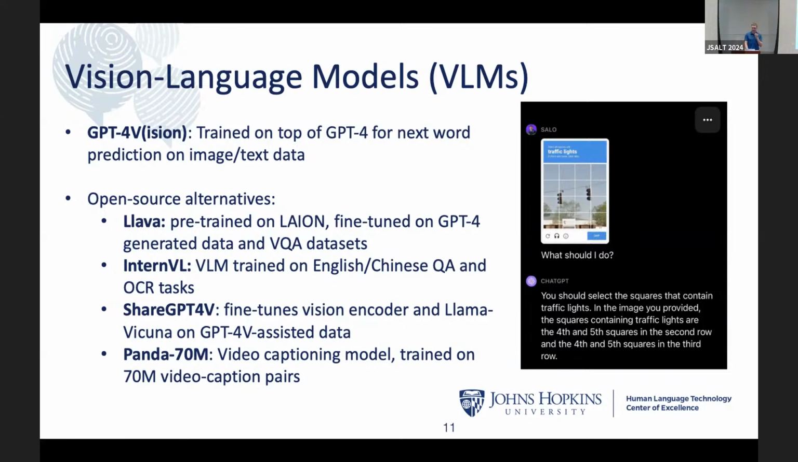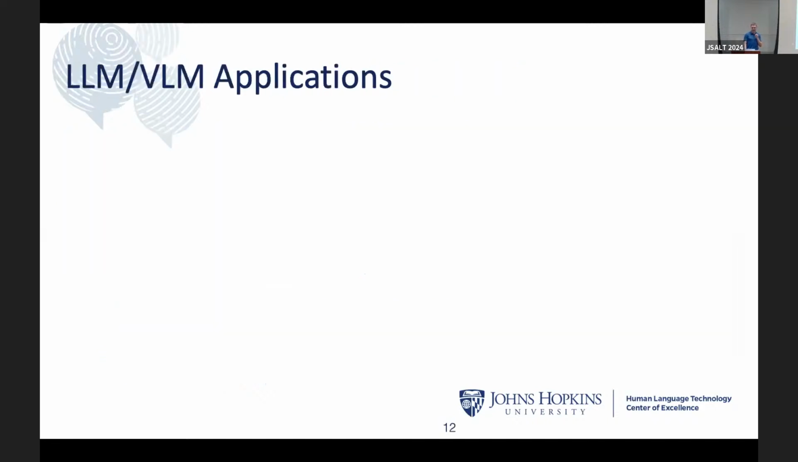for our OCR team, of course. And then Panda-70M is a vision captioning model, so it's not trained on GPT-4V output, but it's trained on 70 million vision caption pairs, so it should be pretty good, at least at the very specific task of vision captioning.